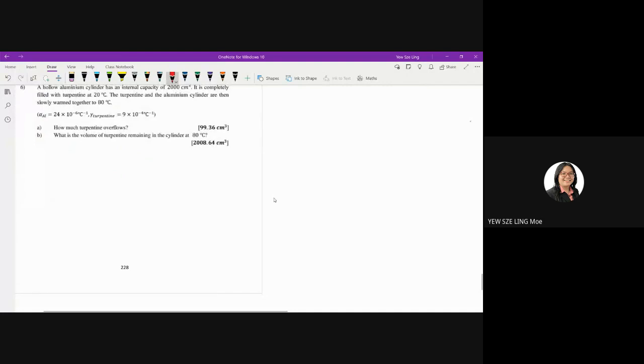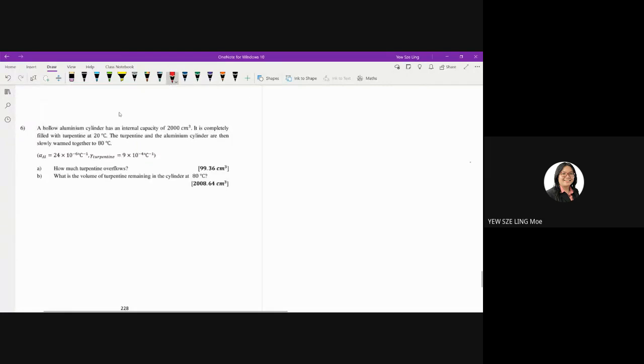Question number 6: a hollow aluminum cylinder has an internal capacity of 2000 cm3. It is completely filled with turpentine at 20 degrees C. If both of them slowly warm together to 80 degrees C, how much overflows? And what is the volume remaining in the cylinder at 80 degrees C? So now you heat it up, and then let's see what the final volume is. It's actually asking for two different things: the overflow, and also the final volume.